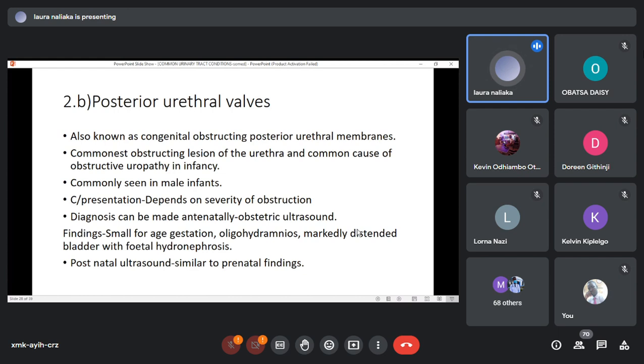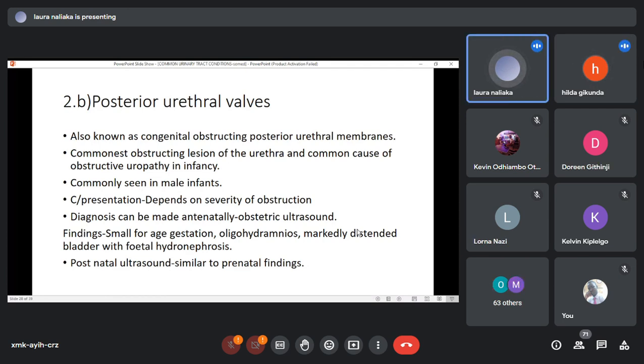Posterior urethral valves, also known as congenital obstructive posterior urethral membrane. The commonest obstructing lesion of the urethra and a common cause of obstructive uropathy in infancy, commonly seen in male infants. Clinical presentation depends on severity of obstruction. Diagnosis can be made antenatally, luckily, on obstetric ultrasound. Here we usually see the fetus is small for age. We'll pick oligohydramnios on ultrasound, and we are also able to pick fetal hydronephrosis and a markedly distended bladder.